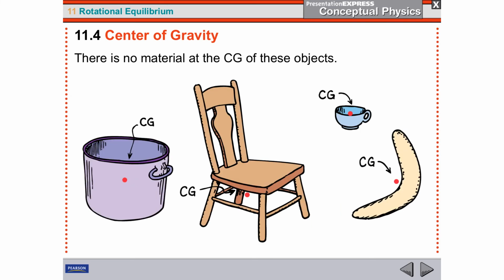This is what I was talking about before. The center of gravity in these objects is not in the object itself. It's as if the average of all the mass in this pot is in a place where there's no material, or in a chair, or in a cup, or in a boomerang. All of these, if you were to throw them, would pivot around this point, even though there's no material in that exact point. It's just the mathematical average of where all of the mass exists.